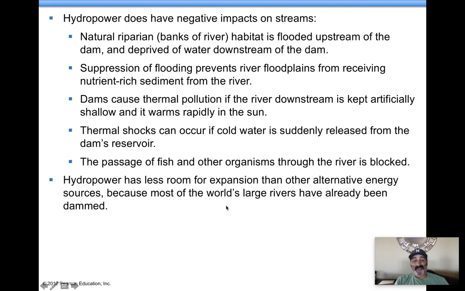The thing about hydropower is that we can't really expand it much, only because we've already dammed pretty much all of the large rivers on the planet. And that's the end.